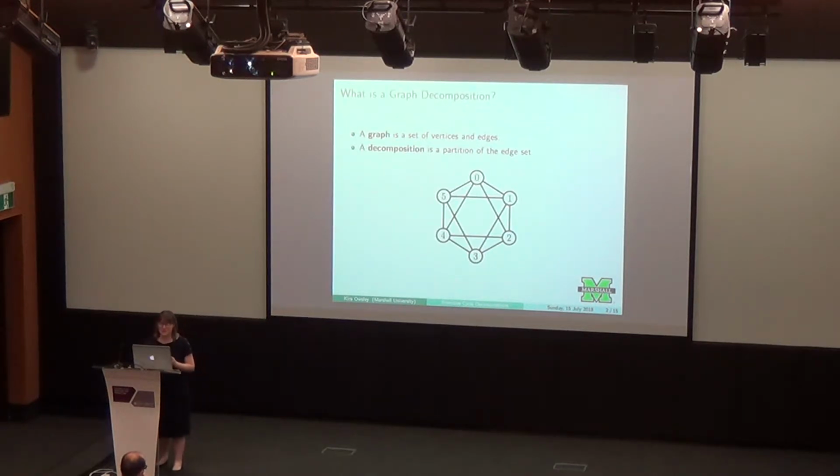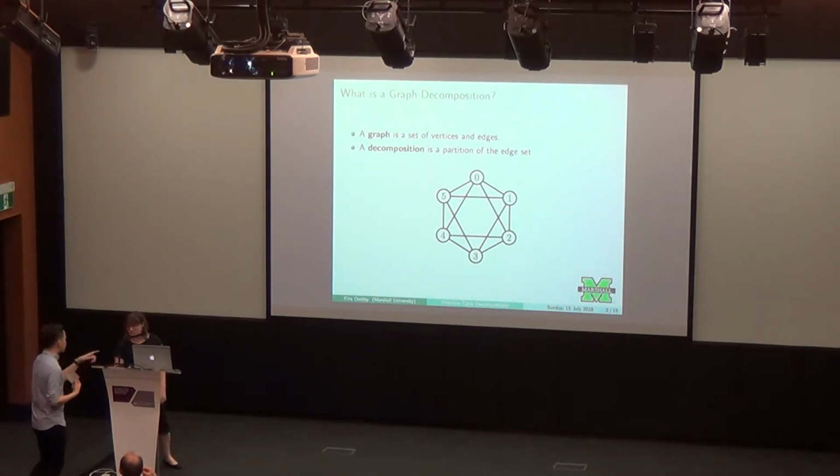So let's start with a couple of basic definitions that you most likely already know. A graph is a set of vertices and edges, and a decomposition of a graph is a partition of the edge set. So for example, here we have a graph on 6 vertices.